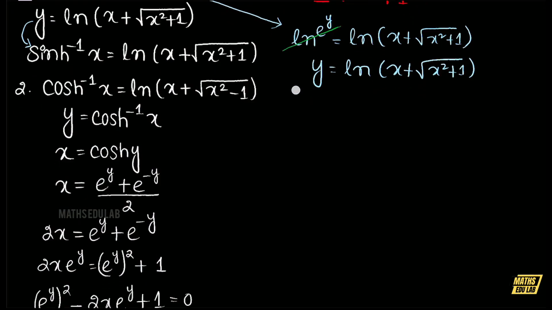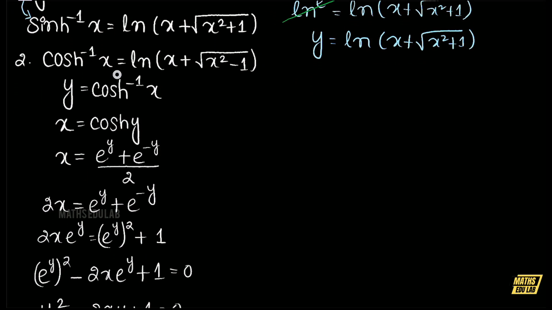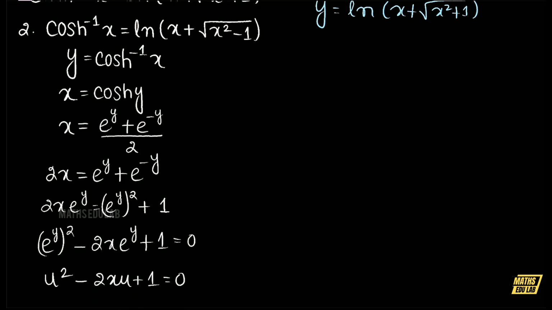And then the second one is cos hyperbolic inverse x, which is equal to ln of x plus root over x square minus 1. The same steps we have to follow here. I take cos hyperbolic inverse x as y, and by changing this I can write y is equal to cos hyperbolic inverse x. On multiplying to the other side, I can write x is equal to cos hyperbolic y. And the formula of cos hyperbolic x is e to the power of x plus e to the power of minus x upon 2.